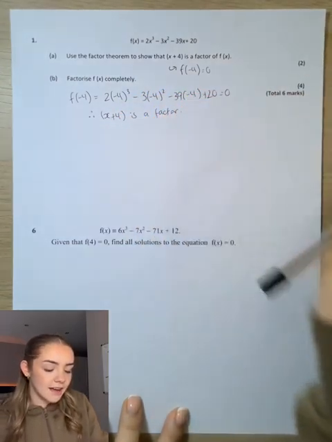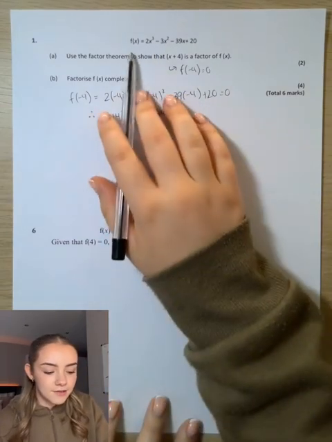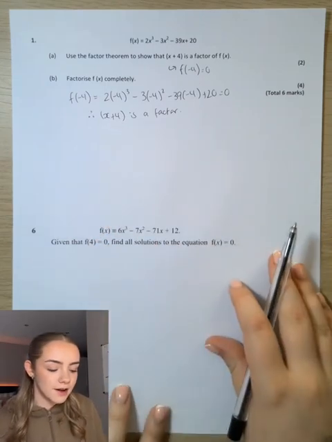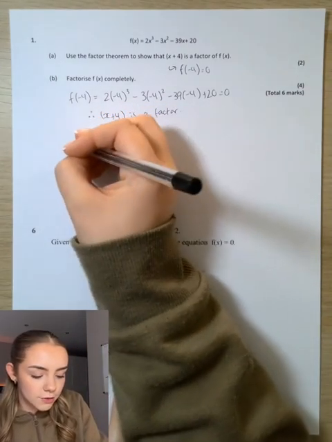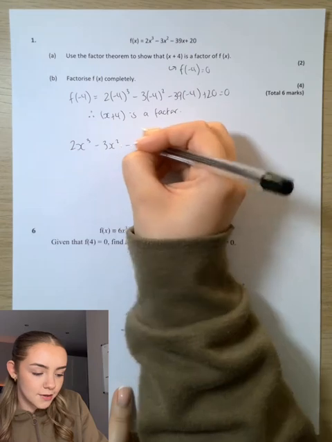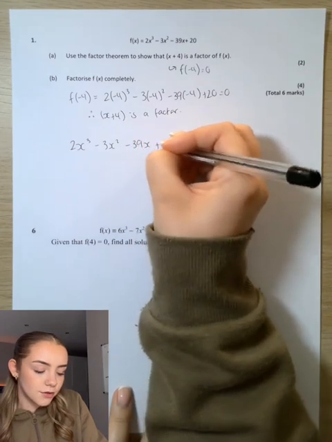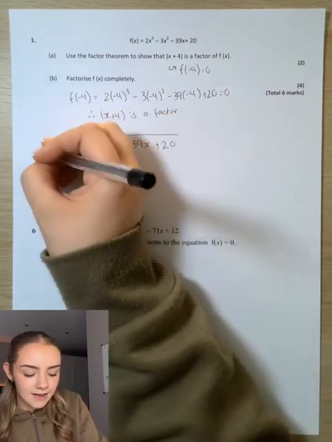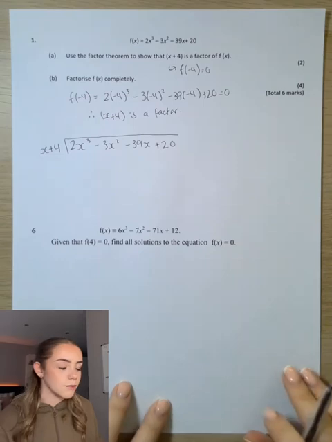Now that we know that x plus 4 is a factor, we can divide our function by x plus 4. It will show us what we've got left, and then we can fully factorise it. So what we want to do is 2x cubed minus 3x squared minus 39x plus 20. And we want to divide this by the factor x plus 4 to see what we're left with.